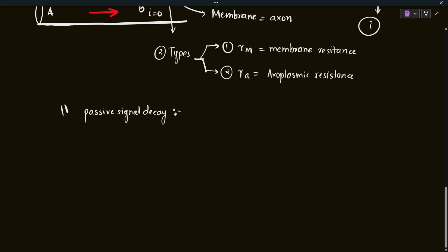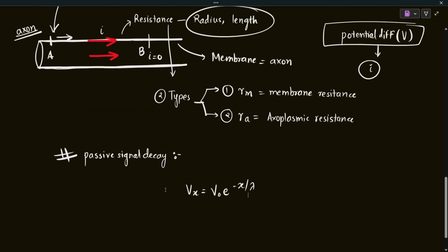So the passive signal decay is given, let's say, by this equation. Vx is equal to, let me write the equation first, V naught into e to the power minus x by lambda. Let me explain this equation in detail. Let's say that from point A to point B, whatever passive current is generated due to the action potential is going to eventually die out. The distance at which it dies out is x.